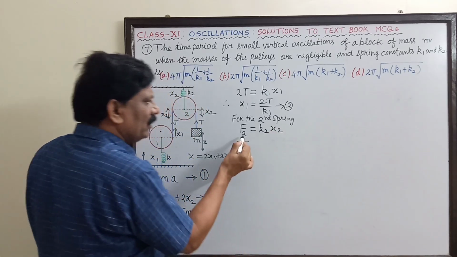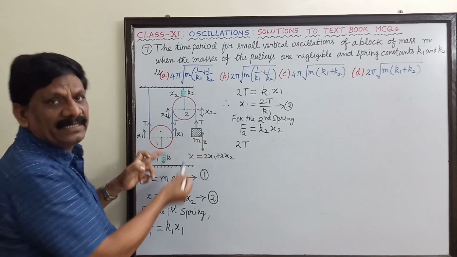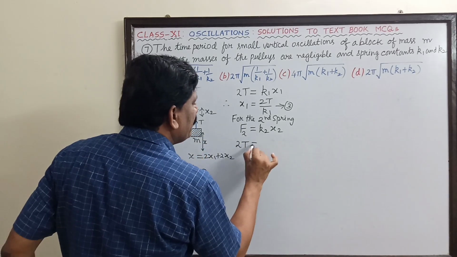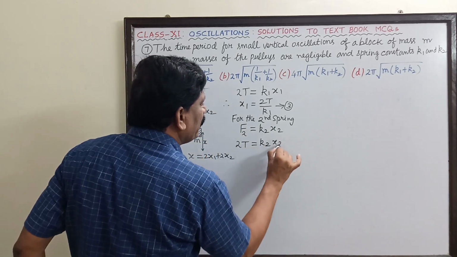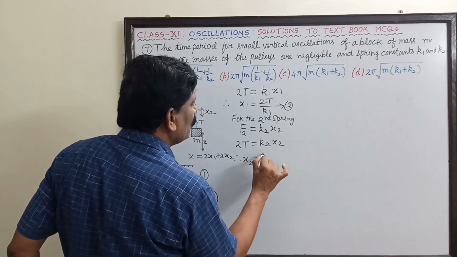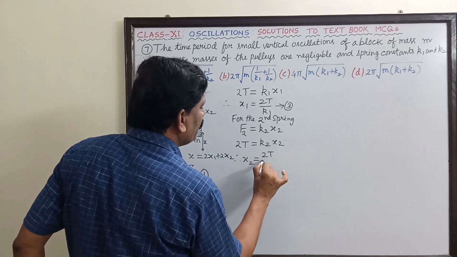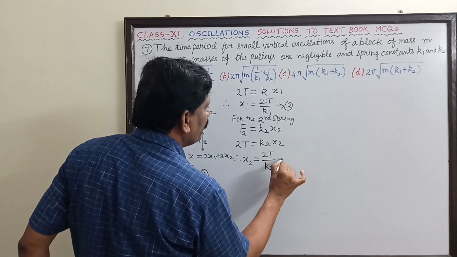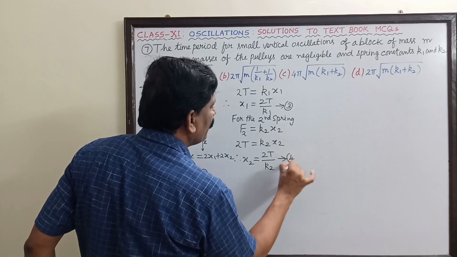Similarly, here also the restoring force is what? T plus T is 2T. So 2T is equal to K2 into x2. Therefore, what is x2? That is equal to 2T divided by K2, and this is our equation 4.